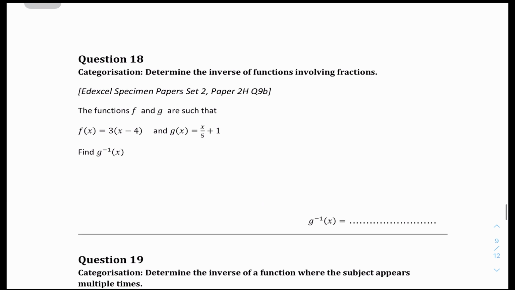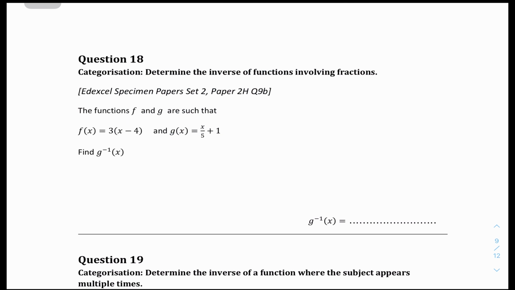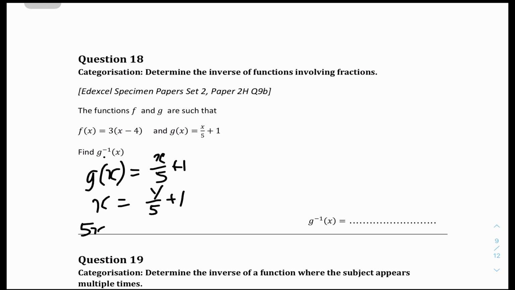So question 18, we have f of x equals 3 brackets x minus 4, and g of x equals x over 5 plus 1. Find the g inverse. So like just now, x equals y over 5 plus 1. Times everything by 5 to get 5x equals y plus 5. Then minus both sides by 5 to get 5x minus 5 equals y.